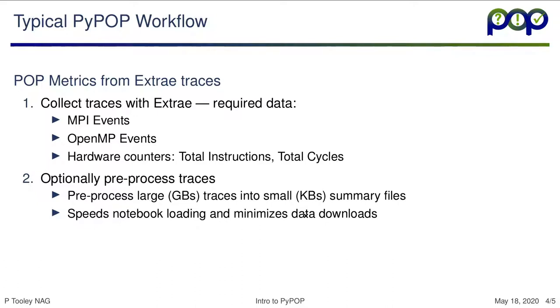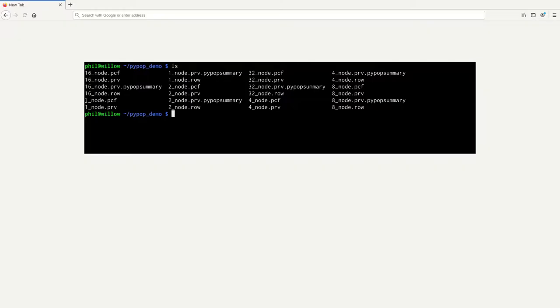Because the pre-processing can be run from the console, it's a command line application, and then you can download just the small summary files that are a few kilobytes and then quickly load those into the notebook rather than having to wait for the multi-gigabyte files to download from the cloud or from the HPC and then process them locally.